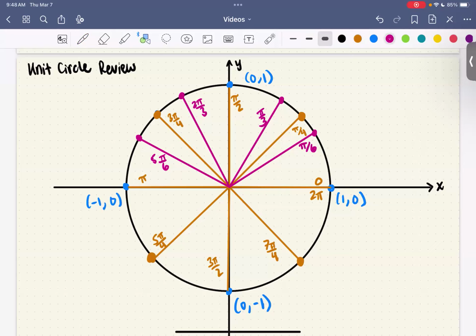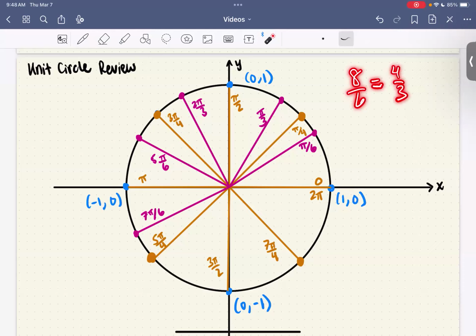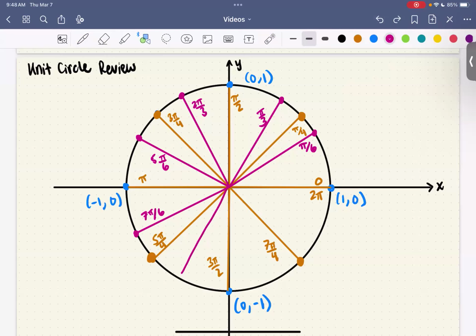So we have 6/6. The next one would be 7/6. So 7/6. Oh, that's way too wide. There we go. 7/6 is going to be 7 pi/6 is like here. 8/6 is the same as, if I cancel a 2, I've got 4/3. So here I have 4 pi/3. And then that was 8/6.